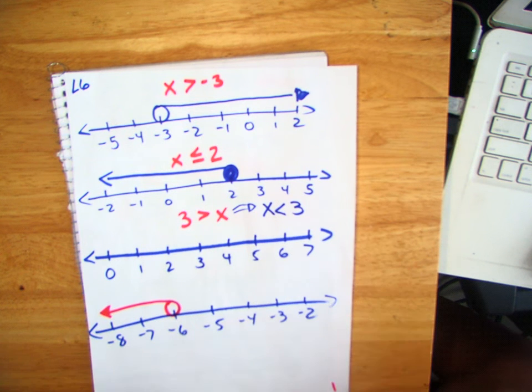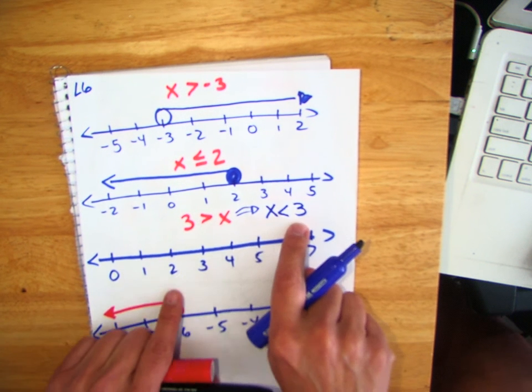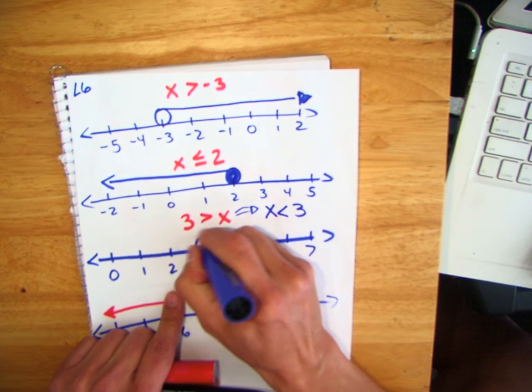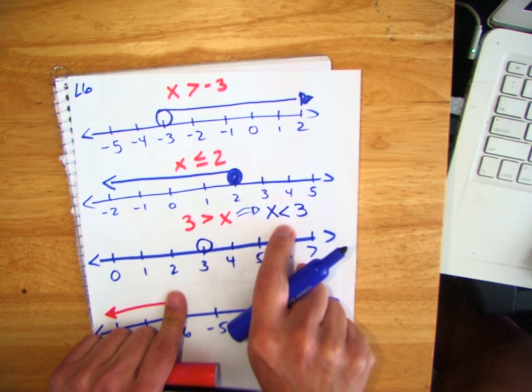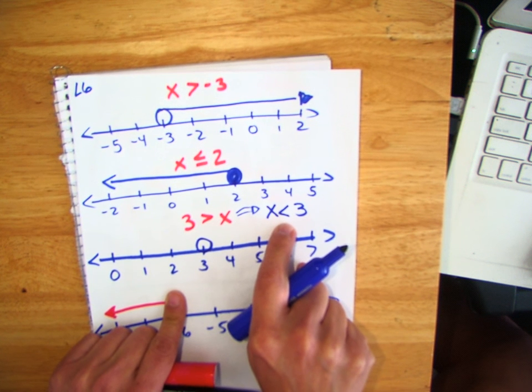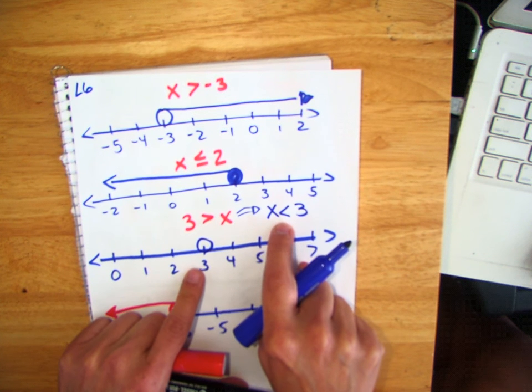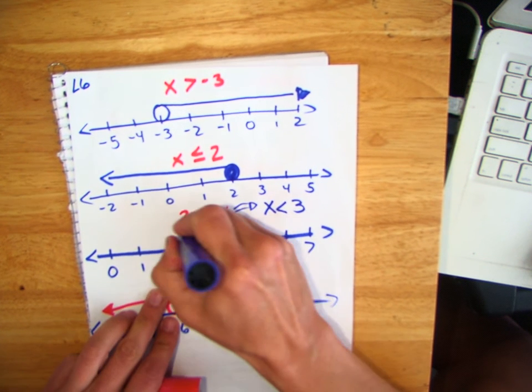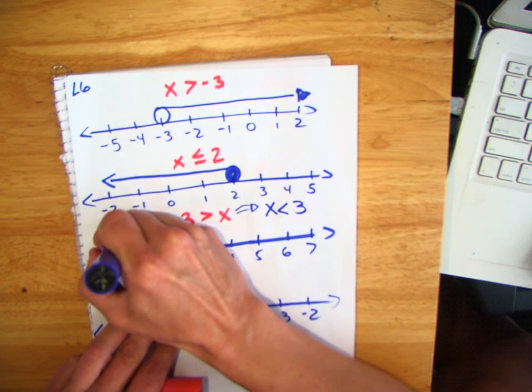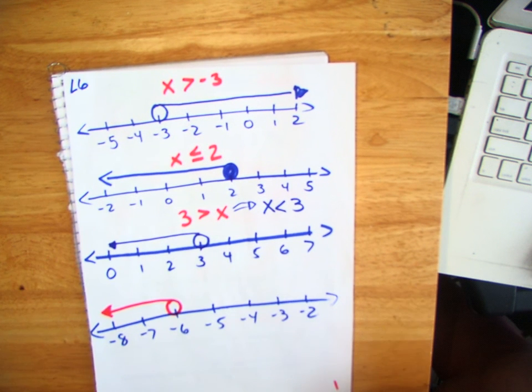Okay, so now I could pick the 3. Where's the 3? Right here. So I want any number that is less than 3. So it's going to be open or closed? Yeah, it's going to be open because there's no equal sign, right? So I'm going to go any number that's less than 3. So I'm going to go to the left, all right?